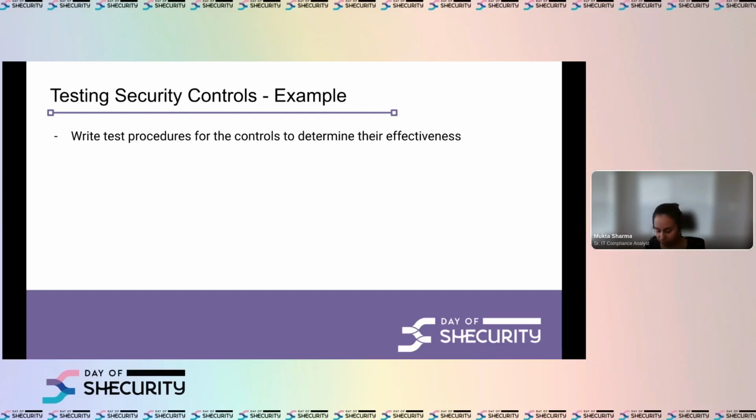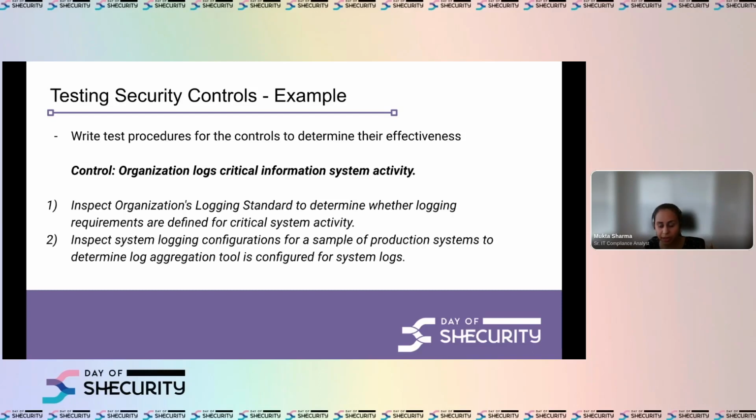I'll take a previous example, which is: organization logs critical information system activity. Now, how will you come up with a procedure for it? First, you'll think about whether there is a policy in place which dictates how logging requirements are supposed to be met. Does that even exist? The second part will be, once you have a policy, to go through the configuration to determine if it meets your requirement, either in the regulation or in the policy. So it's almost like you're trying to poke holes to see where things can go wrong.